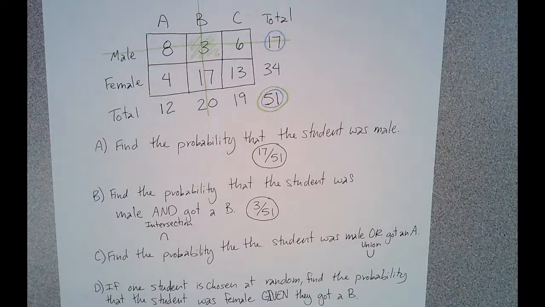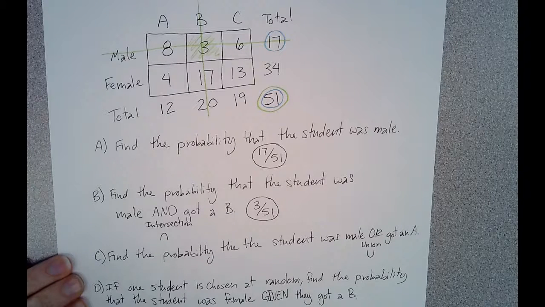We're randomly selecting someone, and if it happens to be a male, I'm happy. And if it happens to be someone who got an A, I'm happy. I'm happy either way. If it happens to be both, that's fine too. I don't really care if it's both. I'm happy with one or the other or both. That's what "or" means when we're looking at probability.